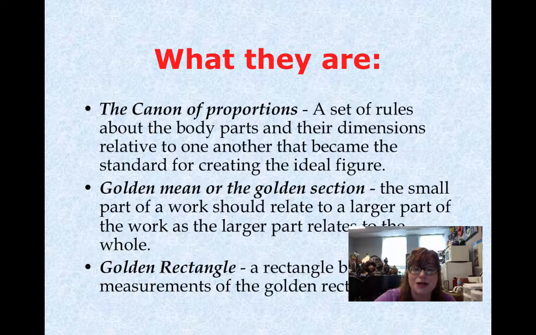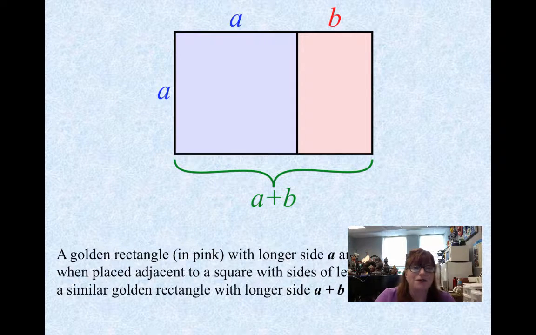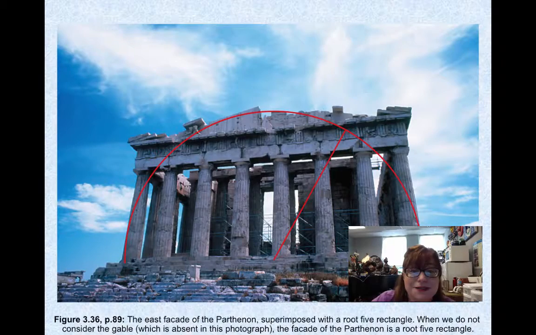And then the golden rectangle is a rectangle based on the measurements of the golden section. So here we have a golden rectangle, which is in pink. Its longer side is A, and its shorter side is B. And when placed next to a square with sides the length of A, it will produce a similar golden rectangle with longer side A plus B and the shorter side A. So if you didn't get that, don't worry about it, but that's what that is.